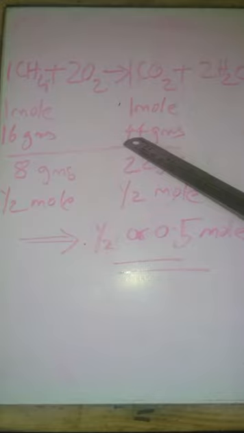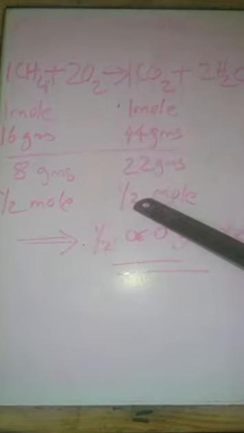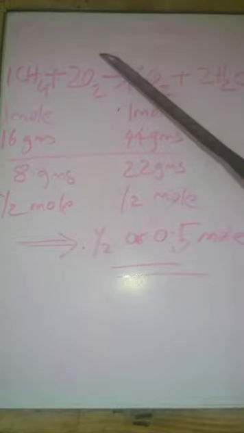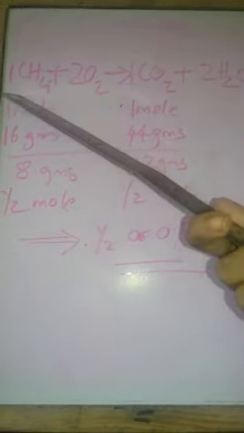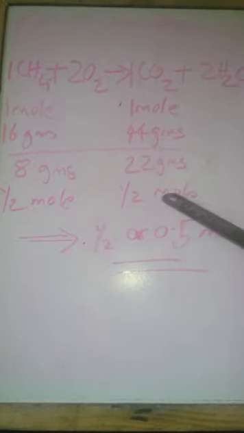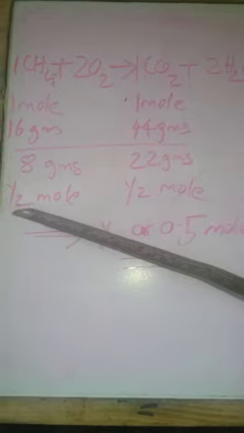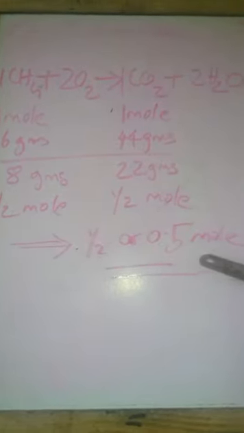If 44 grams is equal to 1 mole, then 22 gram will be half mole. And from stoichiometry, you know that 1 mole of carbon dioxide is produced when 1 mole of methane is burned. So to produce half mole of carbon dioxide, you will need half mole of methane. The answer is half or 0.5 mole.